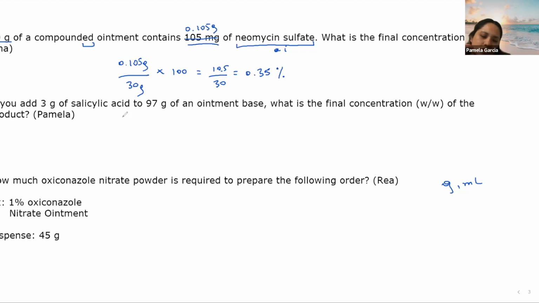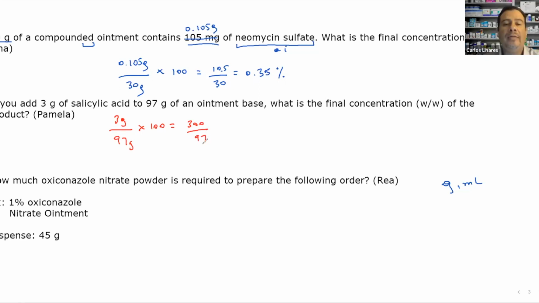All right, so 3 grams over 97 grams, and then times 100, it gives me 300 over 9,700. 300 over 9,700 or just 97? 9,700. Where'd you get this from? Because it's multiplied by 100. I'm only multiplying the top numbers. Remember, we multiply fractions.